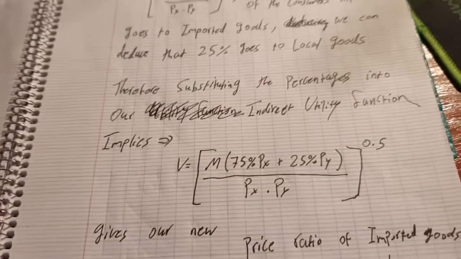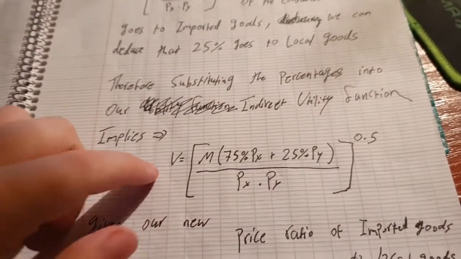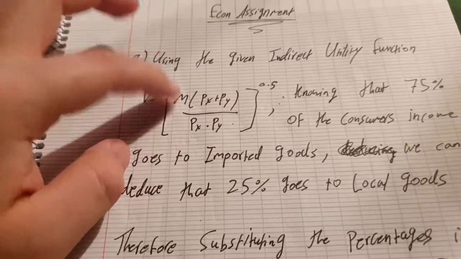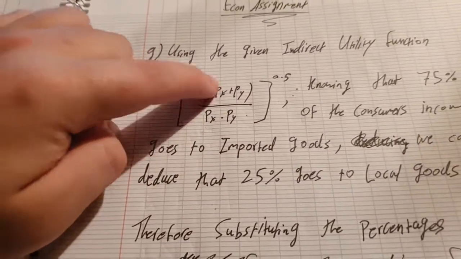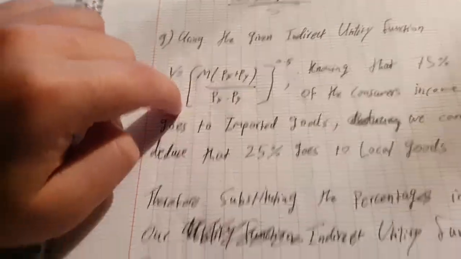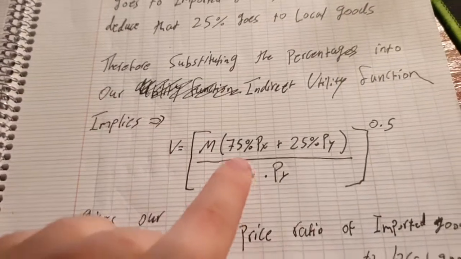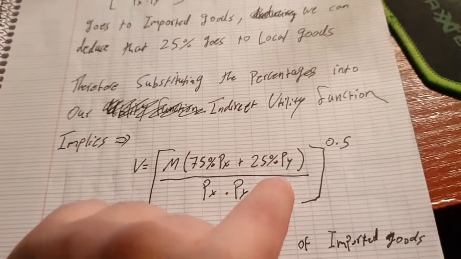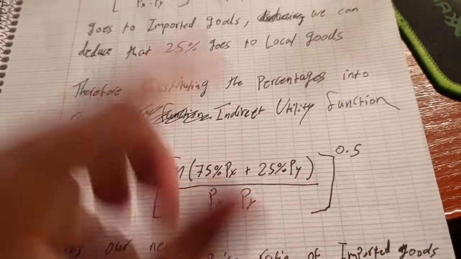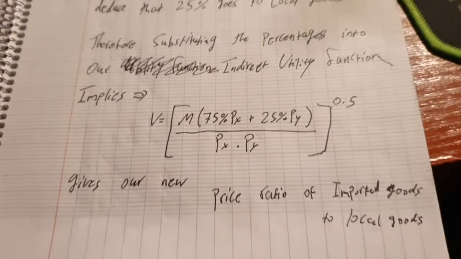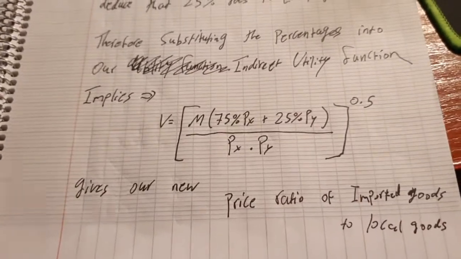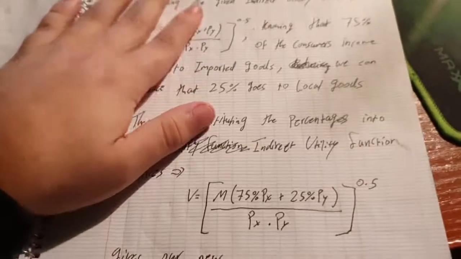So all we have to do is basically just substitute in the equation. Since 75% of the income is distributed to Px and Py, we plug in 75% for Px because X is the imported good, and 25% for Py because Py is the local goods. And that gives us our new price ratio of imported to local goods. And yeah, that's basically it.